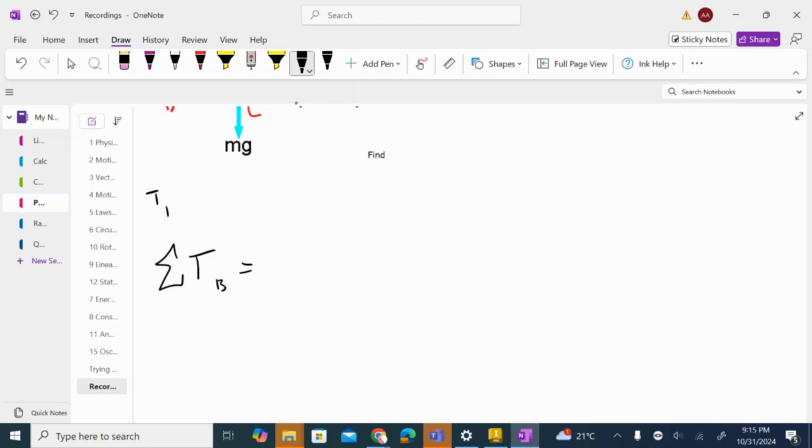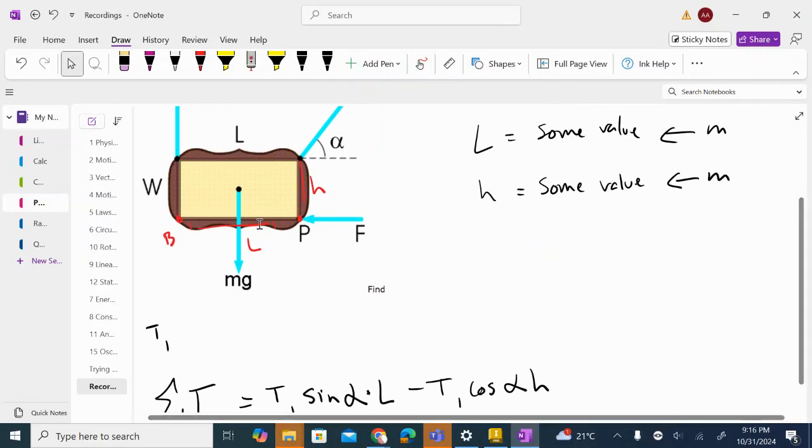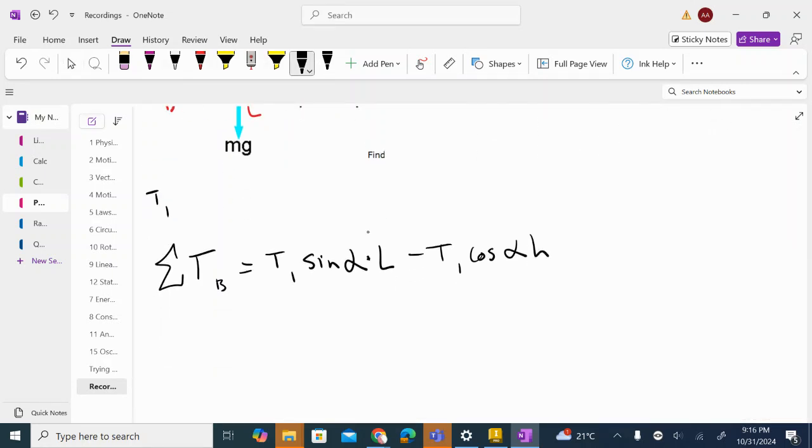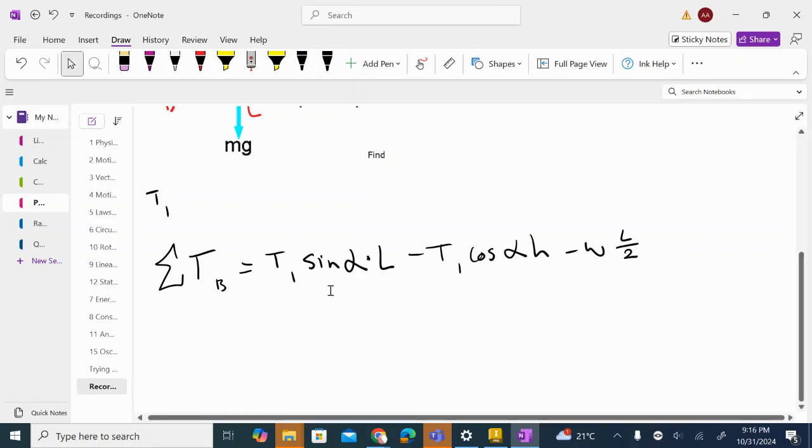it's going to equal T1 sine phi L, so multiplied by L in case that wasn't clear, minus T1 cos phi times H. So over here we're taking the length, right? We're taking the length because we're taking it respective to point B, the length and the height. So we're taking the vertical and horizontal components. And then we're going to also subtract WL over 2. What in the world is W? It's the weight. W is the weight.